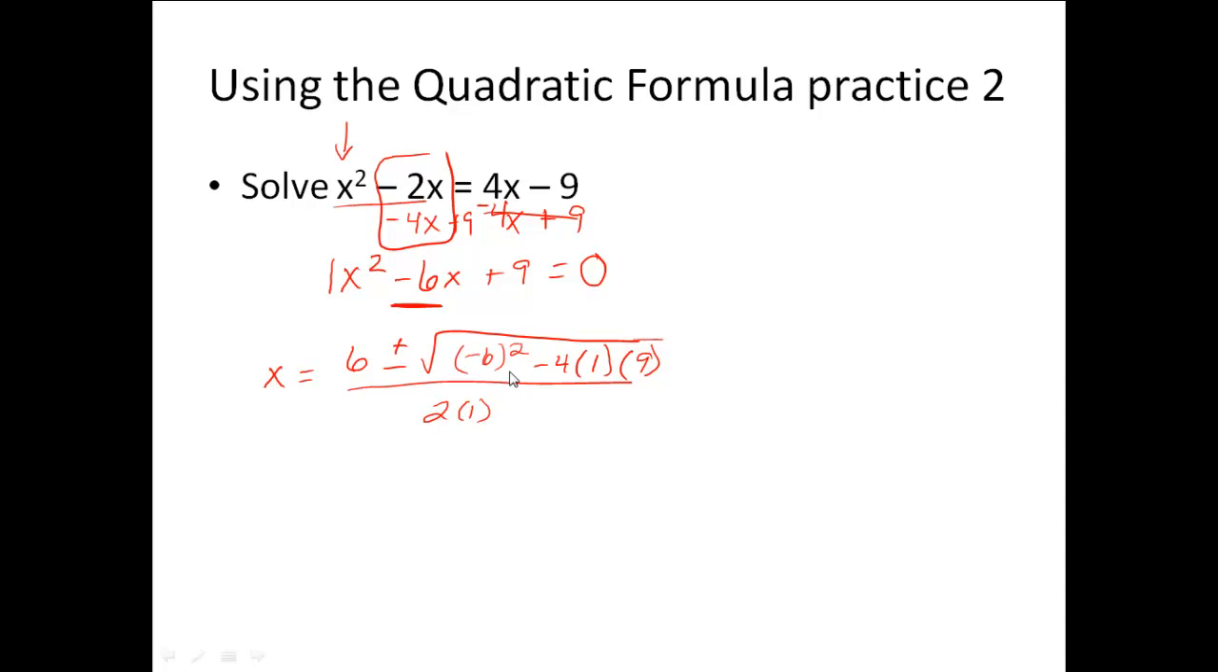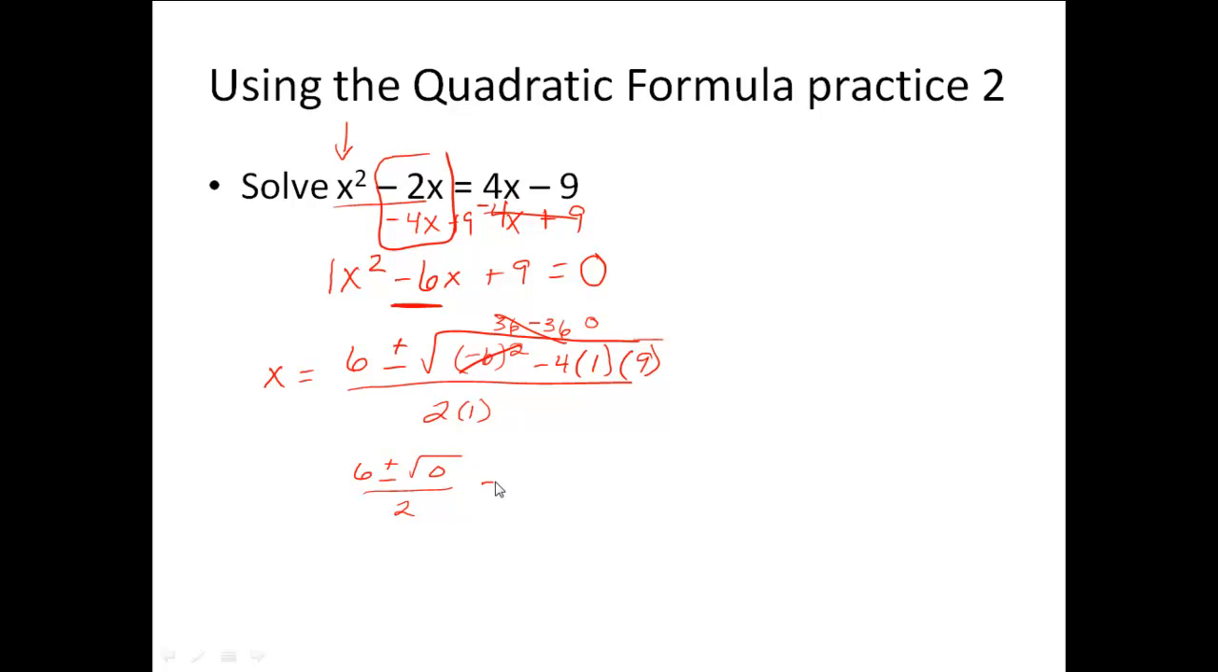Now when I go through here and simplify this, you want to be careful because negative 6 squared is a positive 36. Then the 4 times 1 times 9 would give me 36. So I end up with 36 minus 36 in this case, which turns out to be 0. So at this point, I have 6 plus or minus the square root of 0, all divided by 2.